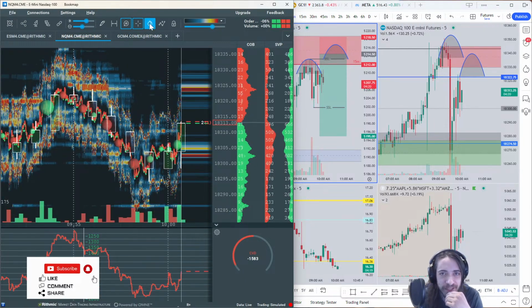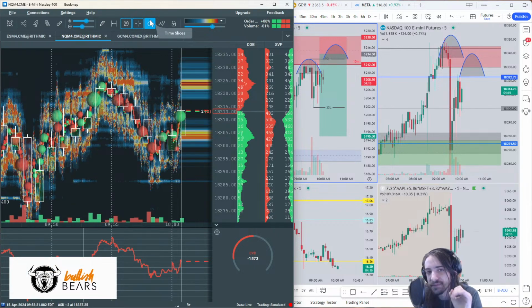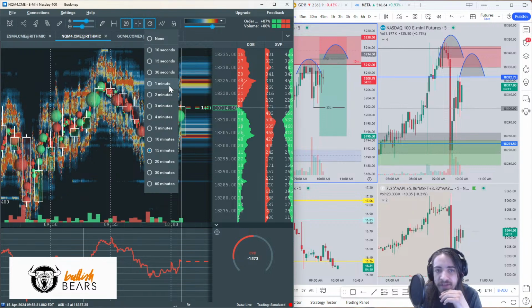Nasdaq's been like chop central today. Do 15 minutes. I'll cover a video going over the time slices on Bookmap as well. Time slices really help us to see volume analysis.